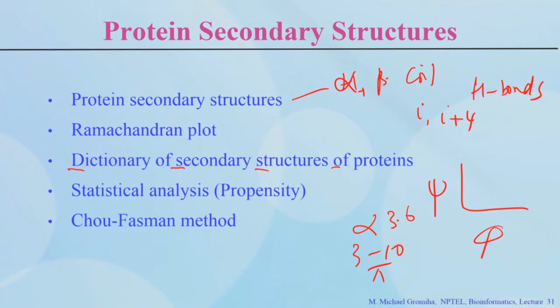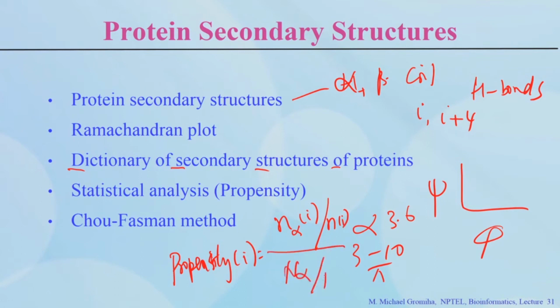Fine. So, from this assignment, we discussed the propensity, right. How do we get the propensity of residues in alpha helix or beta strand? For example, for alpha helices, the propensity of I is equal to the number of residues of type I in the helix divided by the total number of residues of type I, all divided by N alpha over N. With 100 residues, and 50 residues in helix, and alanine, if there are 10 alanines and 8 are in helix, what is the propensity? 0.8 divided by 0.5, this is equal to 1.6.